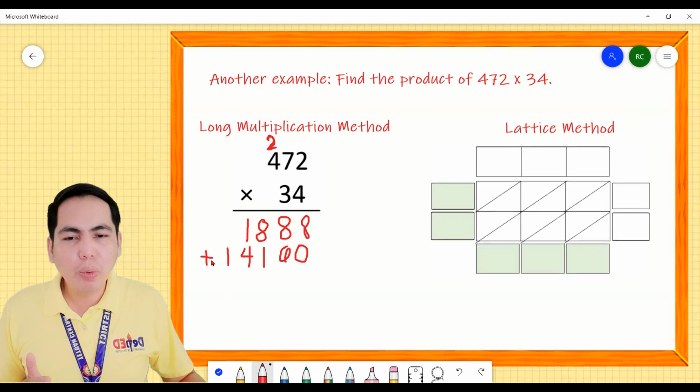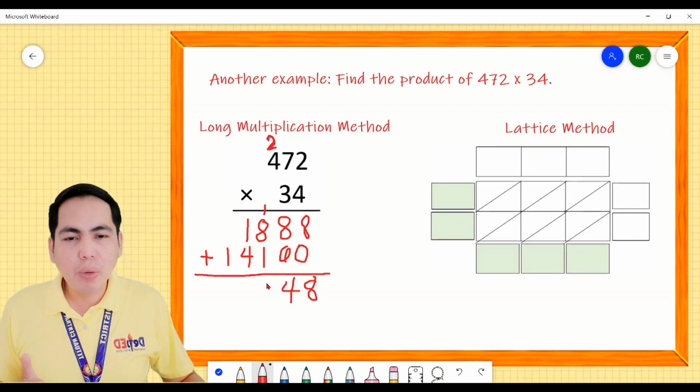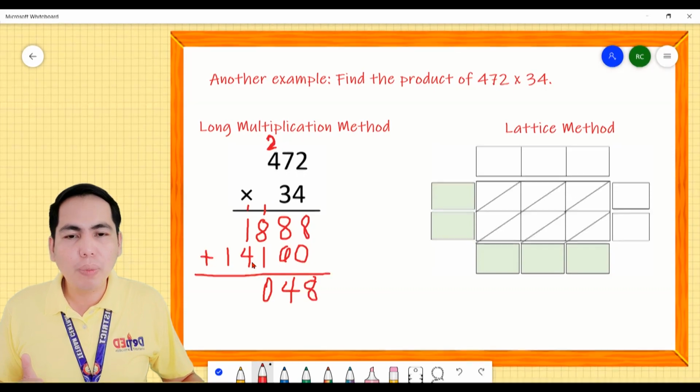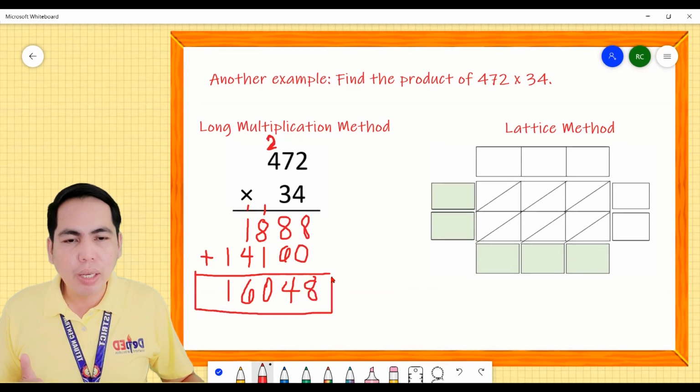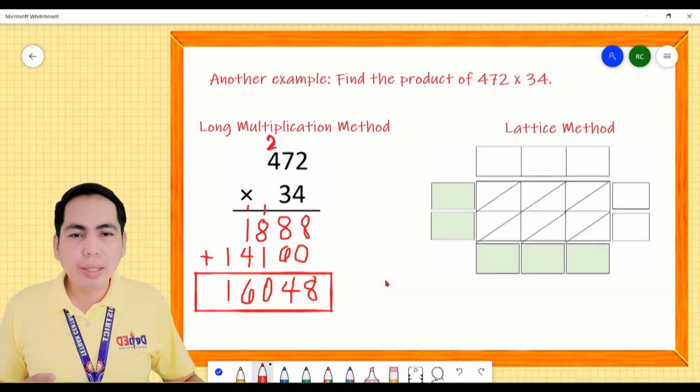And then we are going to add our initial product. 0 plus 8 is 8. 6 plus 8 is 14. Regroup 1. 1 plus 8 is 9 plus 1 is 10. 0. Regroup 1. 1 plus 1 is 2 plus 4 is 6. And then bring down 1. To give us the product of 16,048. Now, we will be using also our lattice method.